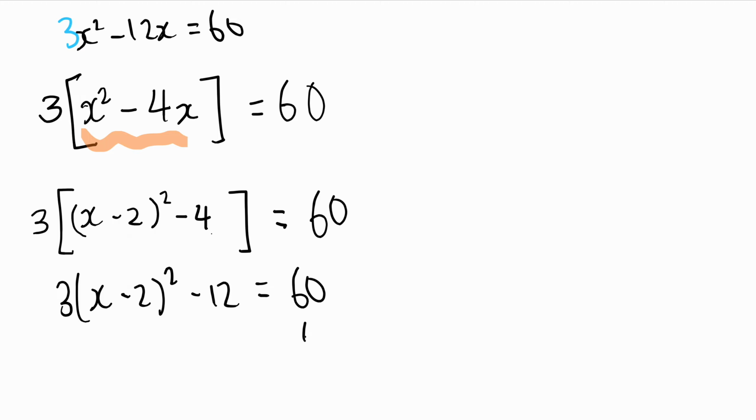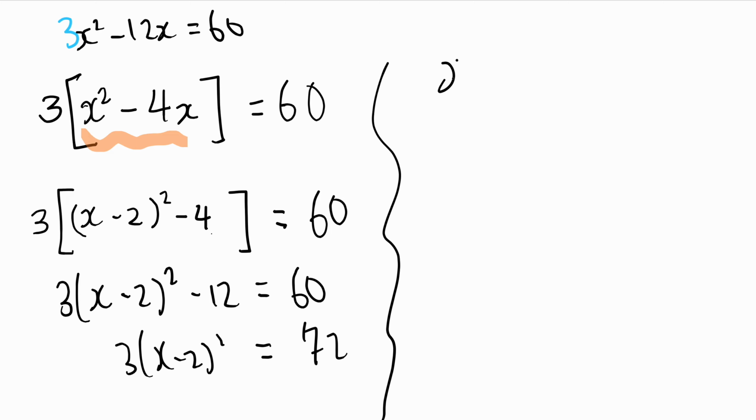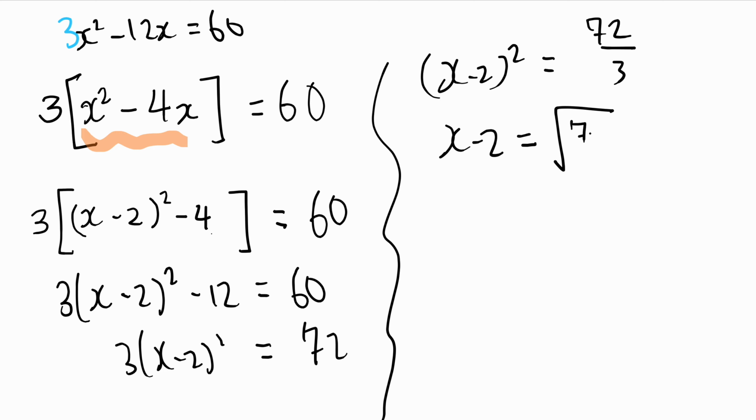We can add 12 on both sides of the equation. 72 is equal to 3 brackets x minus 2 squared, right? What can we do? We can divide both sides by 3 to get rid of this 3 over here. That's going to give us x minus 2 squared is equal to 72 divided by 3. We can get rid of the square by doing the inverse, which is square rooting. So x minus 2 is going to give us root 72 over 3.